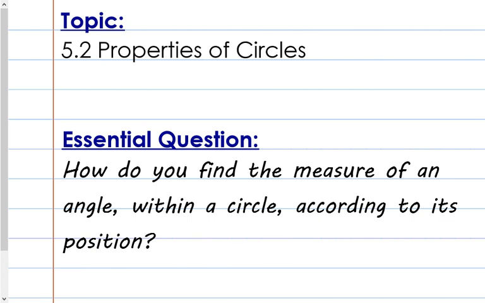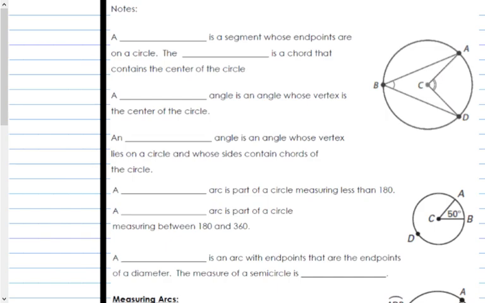Our essential question is, how do you find the measure of an angle within a circle according to its position? This first section is a lot of vocabulary, so I hope that you are prepared. Some of these terms you have heard before, some of them may be new. If you have any questions, please make sure you are writing it in the margins.